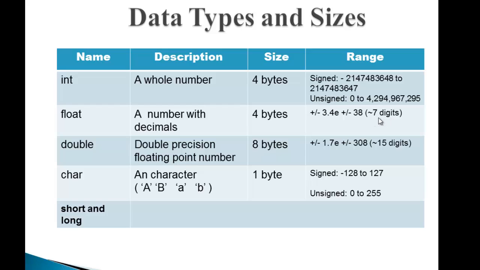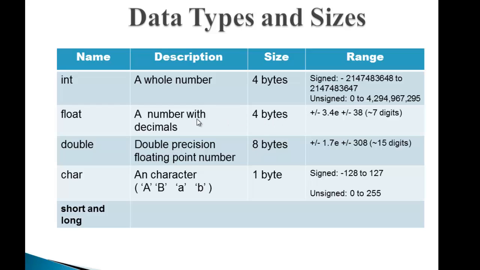Now if 7 digits is not enough, you want more digits, you could use what we call a double. Basically a double is just a more precise floating number. These could hold up to 15 digits. Of course, there's some compromise behind that, is that it occupies more memory. You see 8 bytes versus 4 bytes right above.